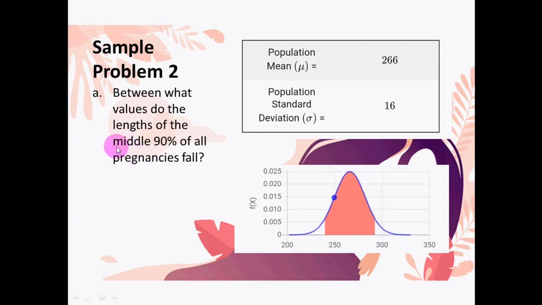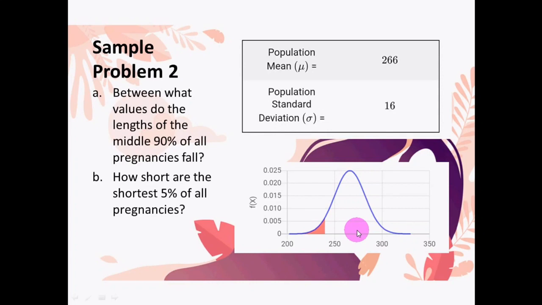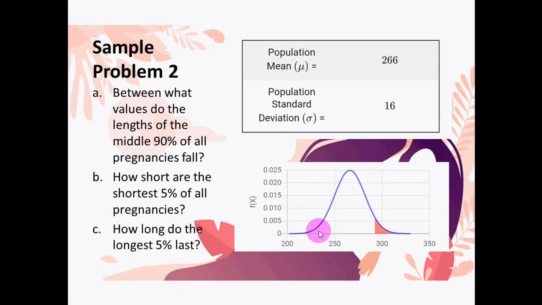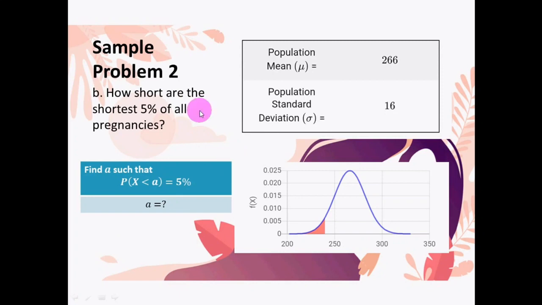And when we say middle 90%, it means the area to the left of A and the area to the right of B are equal. Another question, how short are the shortest 5% of all pregnancies? So, we're looking for the value of A such that the shortest 5% of all pregnancies are less than A. And last question, how long do the longest 5% last? How many days ang longest 5% human pregnancies? 5% yan siya. We are looking for the value of B here. Okay, let's start with the second question.